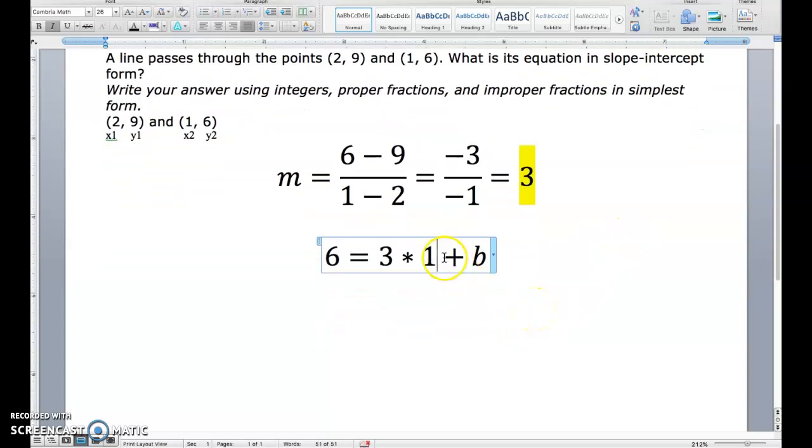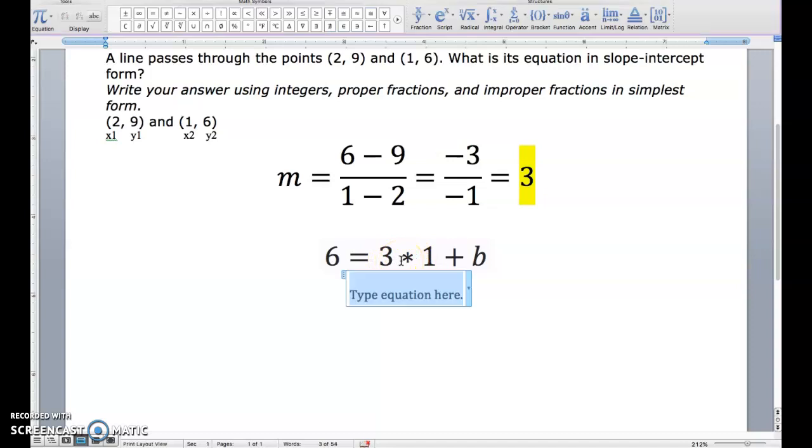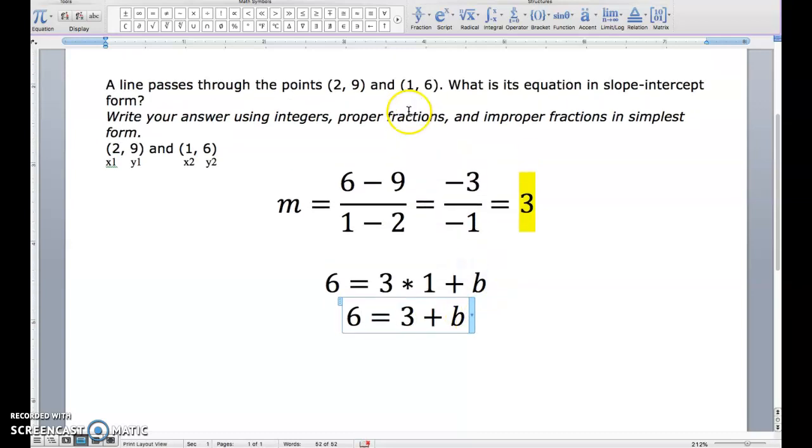Now you've got an equation with one variable. I am totally confident that you guys know how to solve these kinds of equations, but let's go ahead and do it anyway. The right side can simplify. 3 times 1 is 3. Bring down plus b, the equal sign, and the 6. So 6 equals 3 plus b.